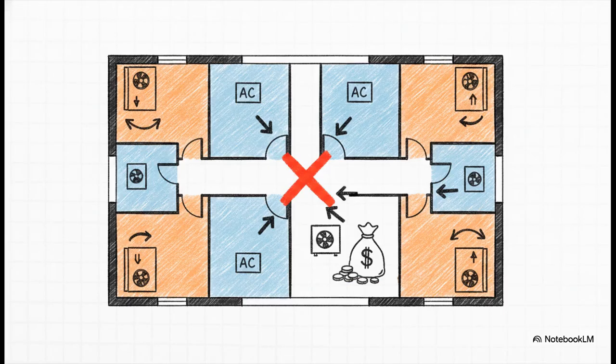If you were to just blindly assume the whole building needed the exact same system, you would be making a massively costly mistake. I mean, installing a heat pump in an interior zone adds all this upfront cost and mechanical complexity with literally zero benefit, simply because that space is never going to use the heating function anyway.